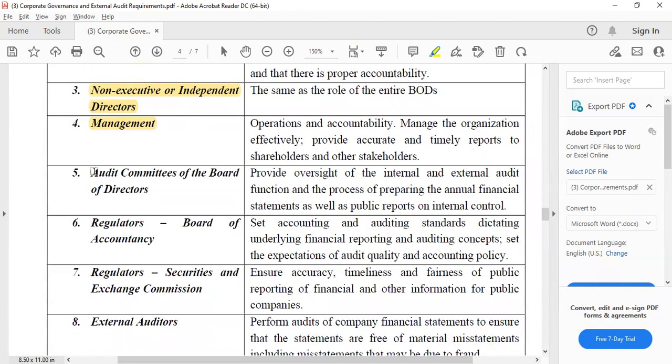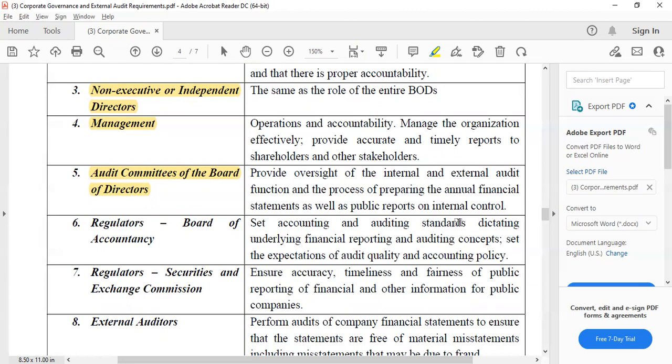Another party involved is the audit committees of the board of directors. They should provide oversight of the internal and external audit function and the process of preparing the annual financial statements as well as public reports on internal control. So the audit committee, this is actually a sub-branch of the board of directors.